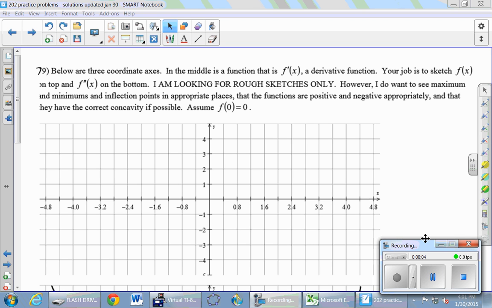Below are 3 coordinate axes. In the middle is a function that is f prime of x, a derivative function. Your job is to sketch f of x on top and f double prime of x on the bottom. I'm looking for rough sketches only.